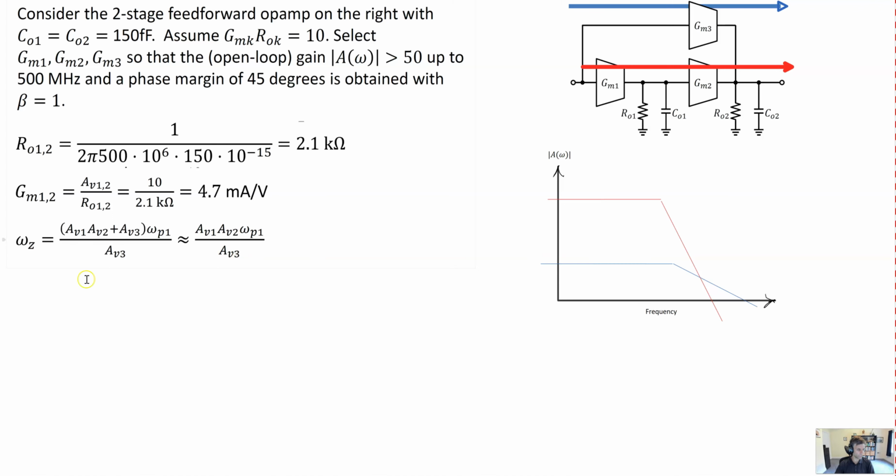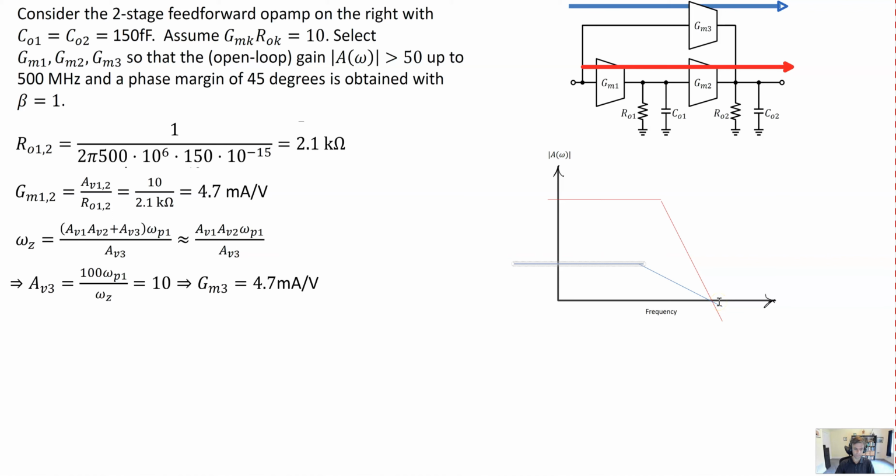So we can now calculate what we need AV3 to be, and from that infer what GM3 needs to be. Specifically, we see that AV3, that's the gain GM3 times RO2, has to also equal 10. That means GM3 is just going to be the same as GM2. So what we end up with is a situation where the zero kicks in right at the gain crossover frequency, something like this. And that's going to give us the extra 45 degrees phase shift.